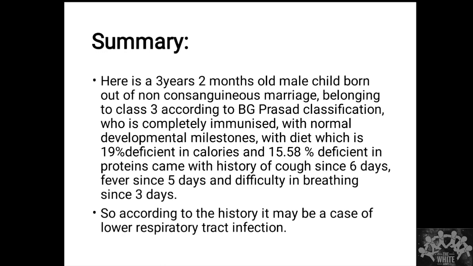So I would like to summarize this case as a 3-year, 2-month child born of non-consanguineous marriage with complaints of cough, fever since 5 days and difficulty in breathing since 3 days with lethargy, grunting, with no cyanosis and no blue discoloration. Completely immunized with normal developmental milestones, with deficient calorie and protein intake. Most probably it could be a lower respiratory tract infection of viral etiology. So if you add more of your history in your summary, it would catch more points.